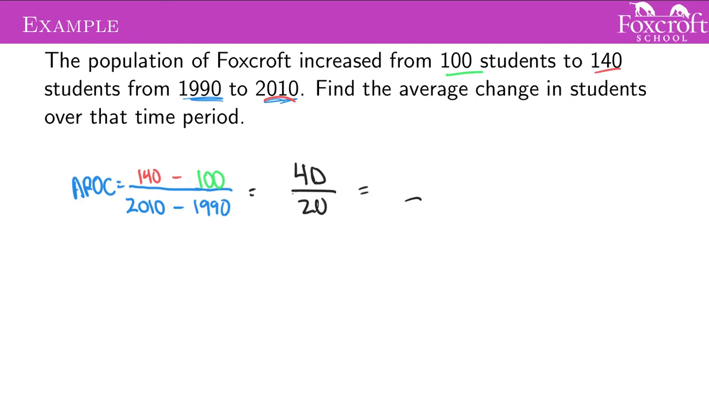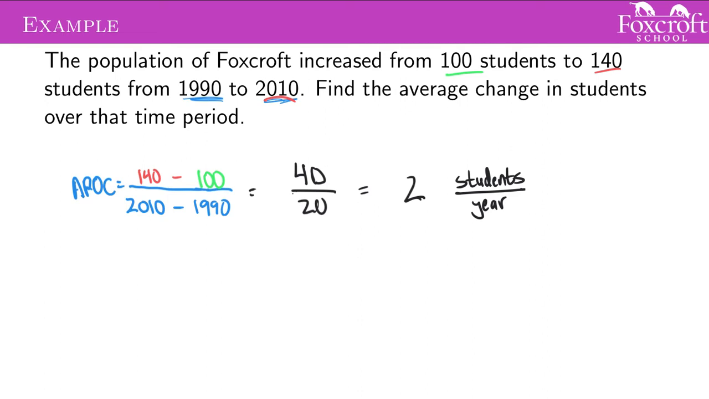And that is 2. Now that we're actually talking about a real world problem, we can put units on this as well. So what is the average rate of change? It's 2. The top unit was students, so there's 2 students. And our bottom was years. So our average rate of change is 2 students per year. So on average from 1990 to 2010, 2 new students came to Foxcroft. Maybe in 1991 there were 102 students, 1992, 104 students, and so on. So that's the average change of the population over that time period.